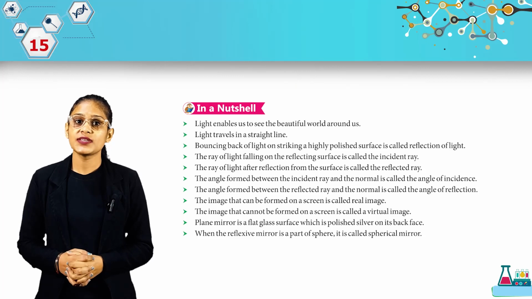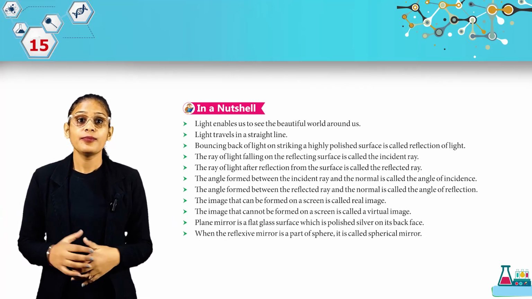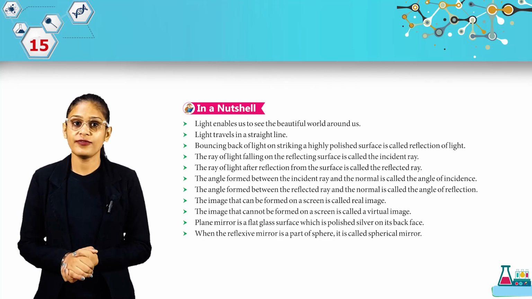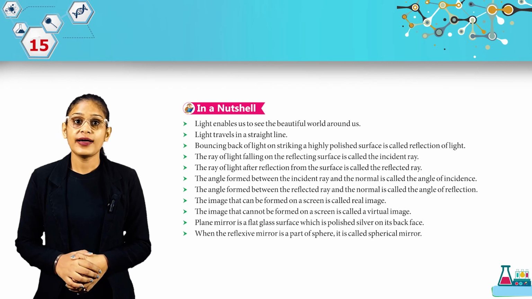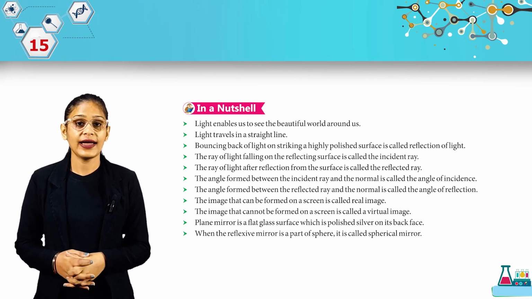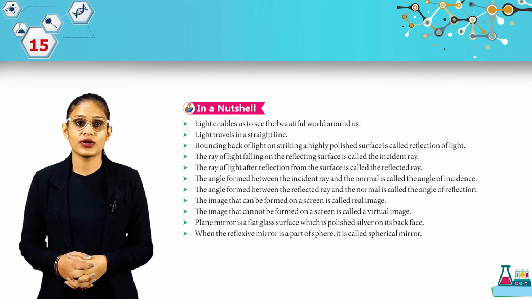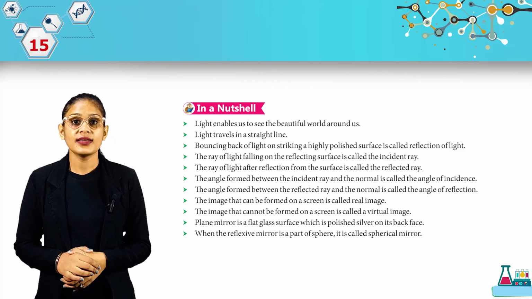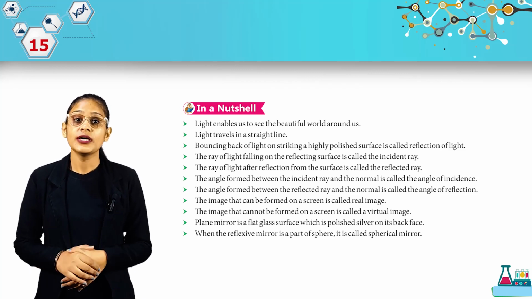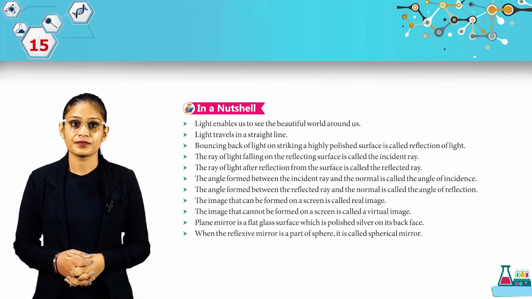Light enables us to see the beautiful world around us. Light travels in a straight line. Bouncing back of light on striking a highly polished surface is called reflection of light. The ray of light falling on the reflecting surface is called the incident ray. The ray of light after the reflection from the surface is called the reflected ray. The angle formed between the incident ray and the normal is called the angle of incidence. The angle formed between the reflected ray and the normal is called the angle of reflection.